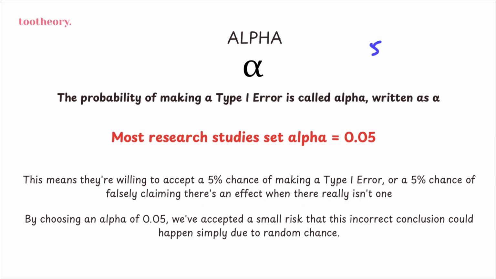So 5% is an okay margin of error to keep when you're starting your study, because no study is 100% accurate, right? But we need to set the limit to how much error in the study we want. And the less the error, the more effective the study is. So by choosing an alpha of 0.05, we accept a small risk that this incorrect conclusion could happen simply due to chance, right? Don't worry too much about it. We're going to cover alpha and the p-values in the next video, and it'll all make sense.